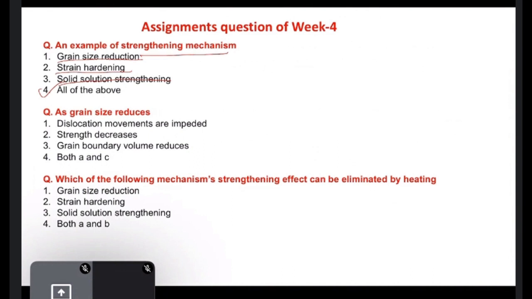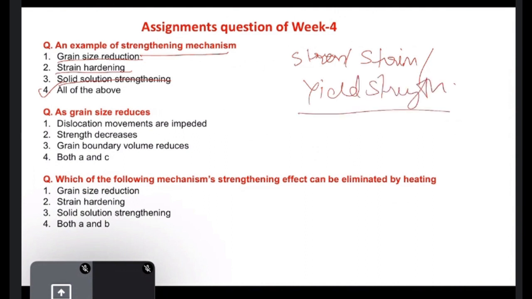You have read about the stress and strain properties. We have discussed yield strength, and to improve the yield strength, we should do nano sizing, which means grain size reduction. We should introduce more strain, and we should also do solid solution strengthening. Got it? Now moving on to the second question.